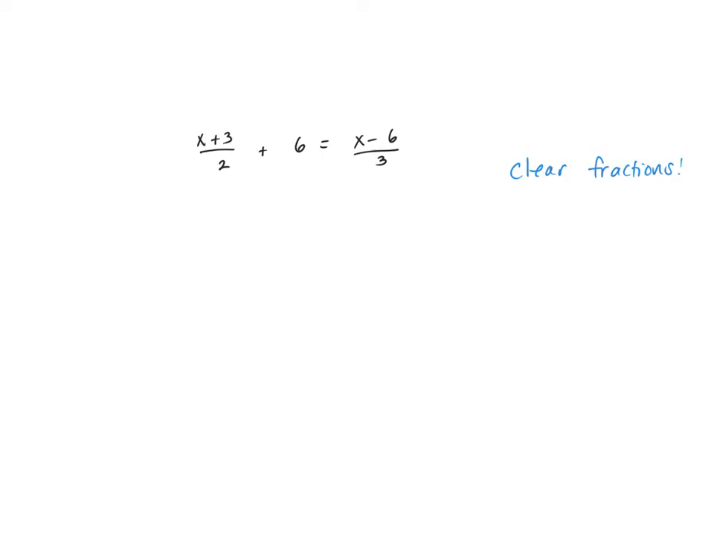Let's solve this problem by clearing fractions. So I look at just the numbers that are in the denominator between 2 and 3. 6 would be the common denominator. So I'm going to multiply everything by 6, which is the same as 6 over 1. So everything gets multiplied by 6.